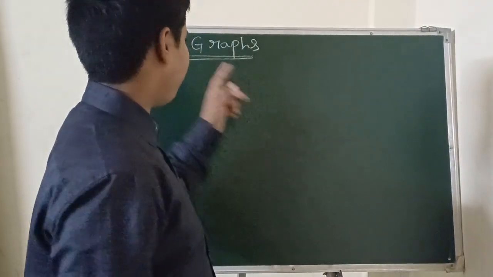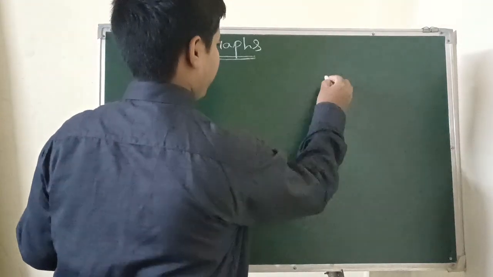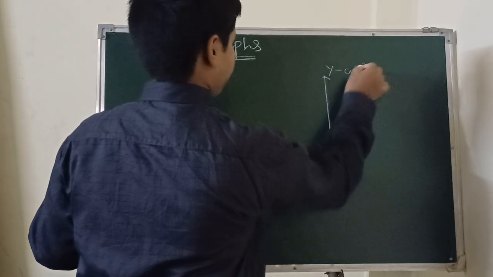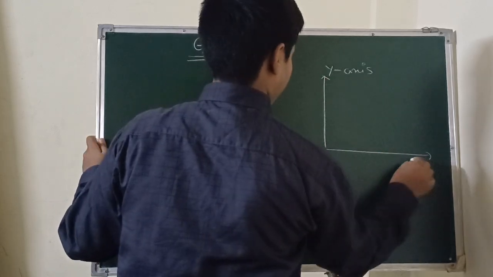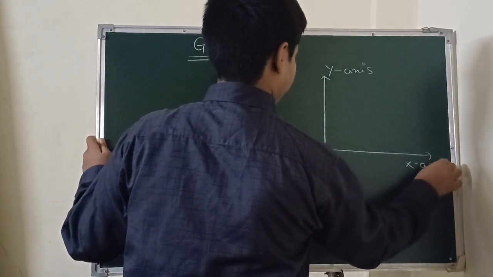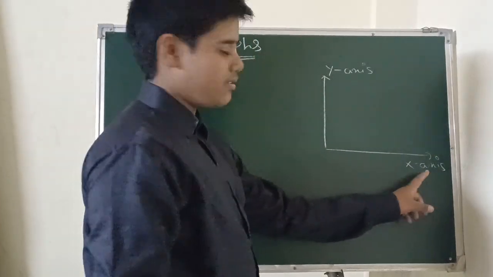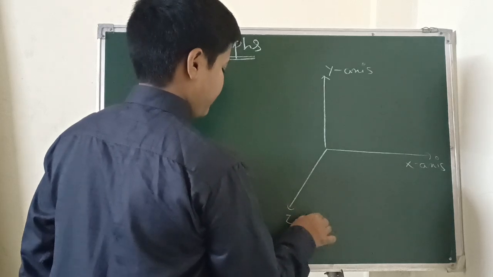Today I will explain about graphs. So we already learned about the introduction of graphs. What is the introduction? Here this is the y axis. This is the y axis and this is the x axis. This is the y axis, this is the x axis, and this is the z axis.